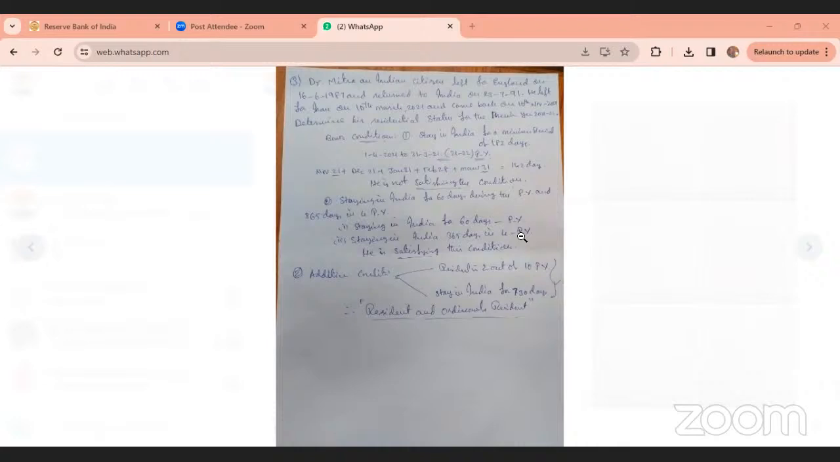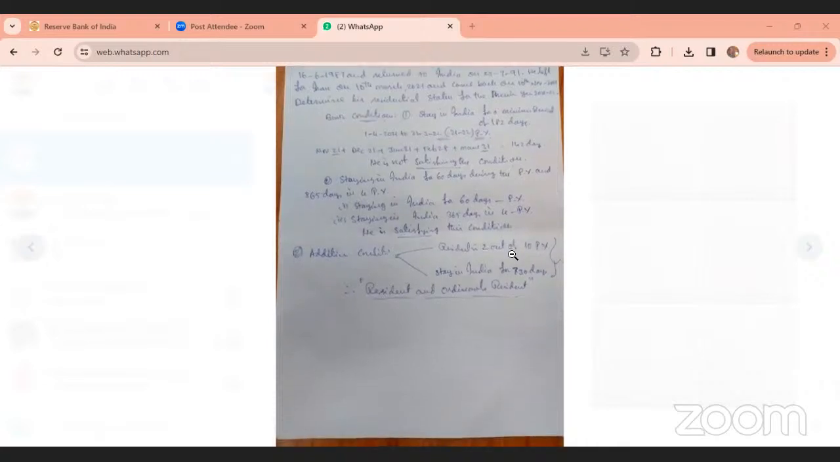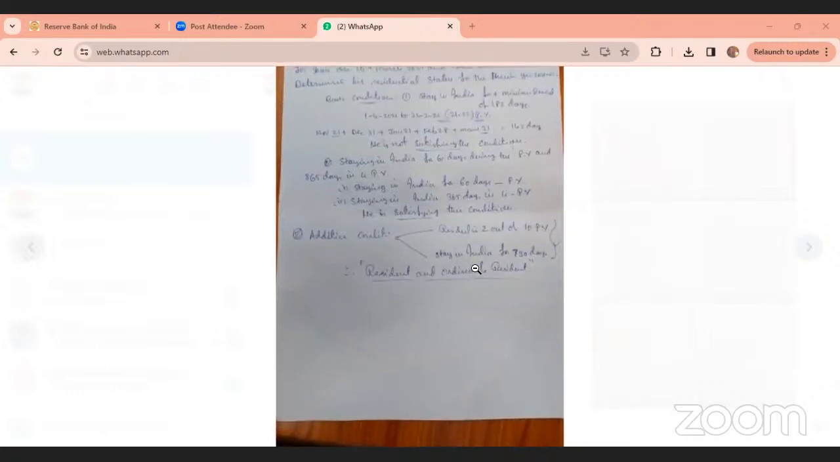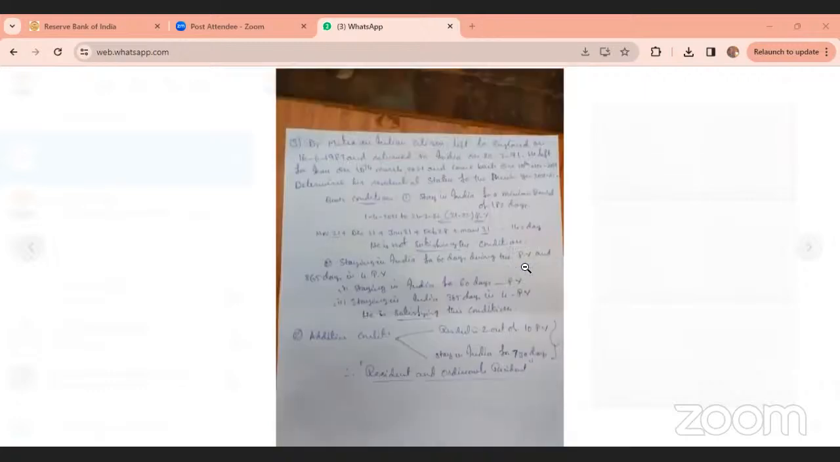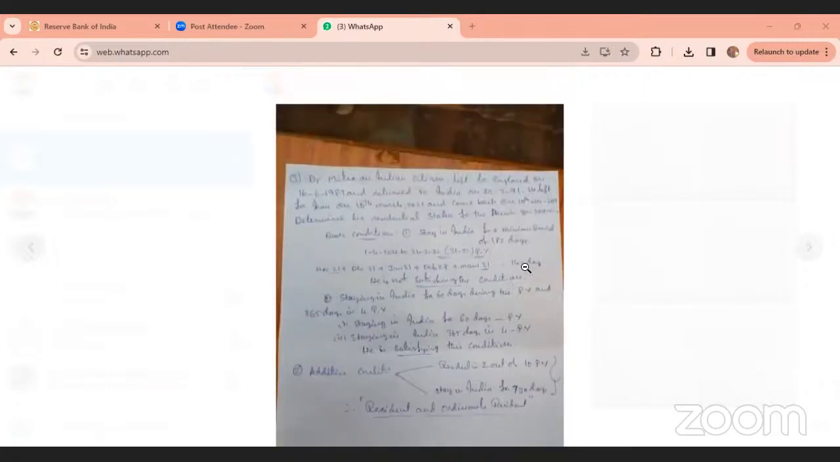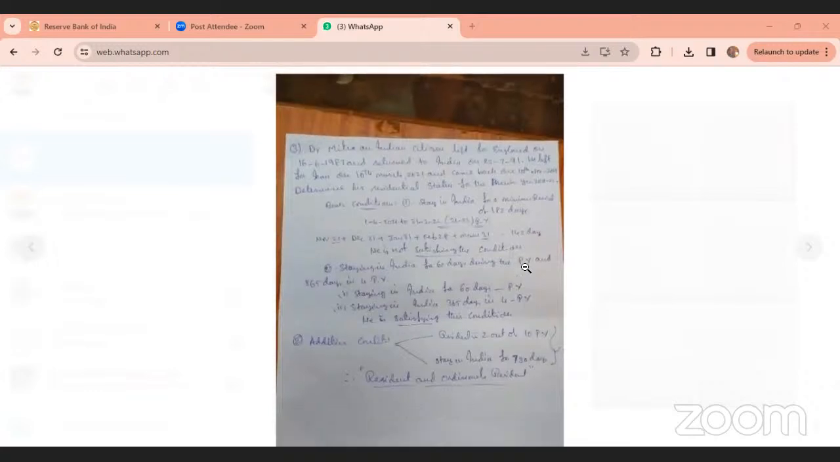And next after that, you see the additional conditions. In additional conditions, what is the first additional condition? Resident 2 years out of 10 previous years, and the second additional condition is what? Staying in India for 730 days. So he stayed in India before 1987. That is the reason both the additional conditions are satisfied.